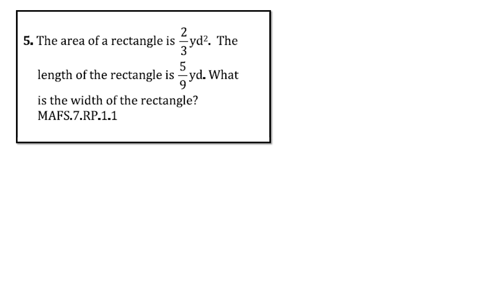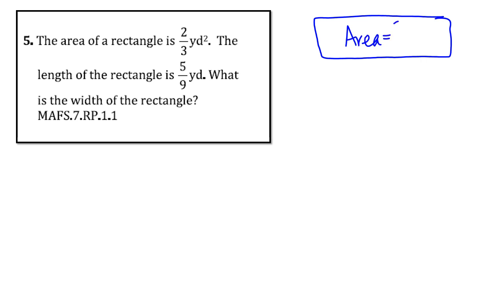This one's saying that the area of a rectangle is 2/3 yards squared. So I'm going to say, okay, I have a rectangle, and area is everything inside, right? And it's 2/3 yards squared, because area is always squared. It says that the length is 5/9 yards. And this question is asking, what would be the width? I'm just going to put a W there because we don't know. Now, what we do know is that area is equal to length times width.